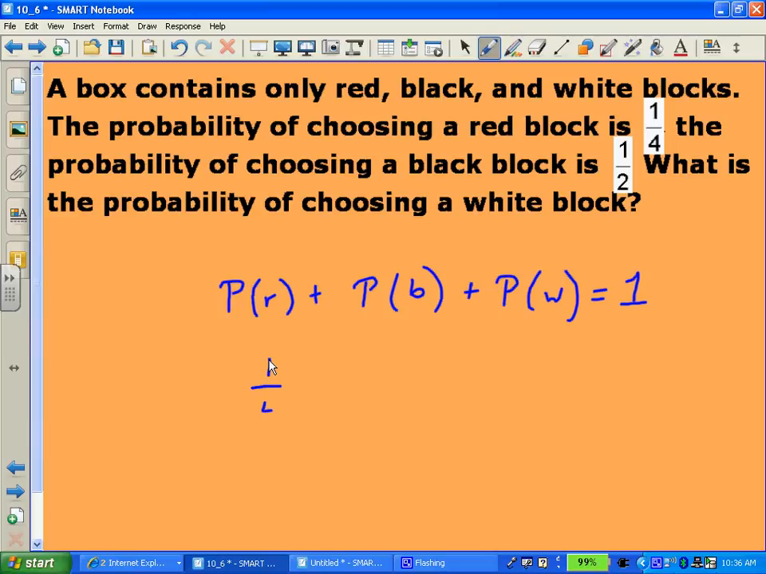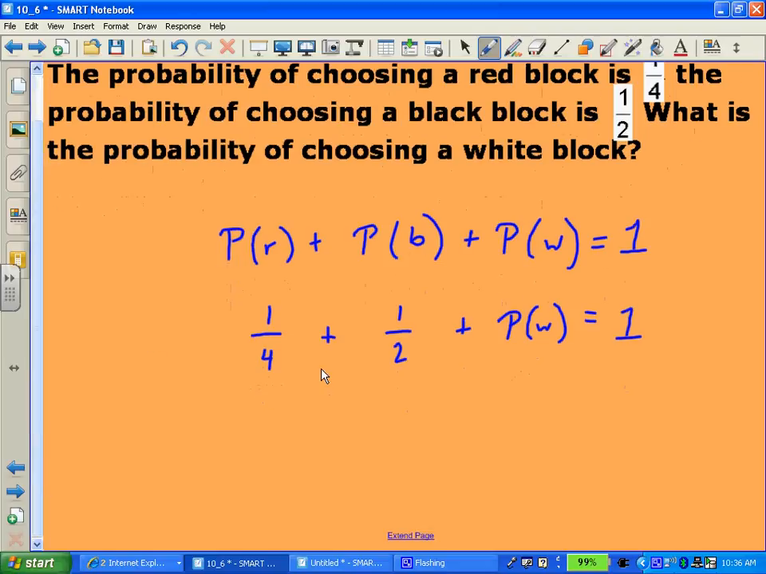If the probability of choosing red is 1/4 and the probability of choosing black is 1/2, we don't know the probability of white. That's what we're looking for, and that's what P of W means. We can figure this out using a little bit of math here. 1/4 plus 1/2 is 3/4.